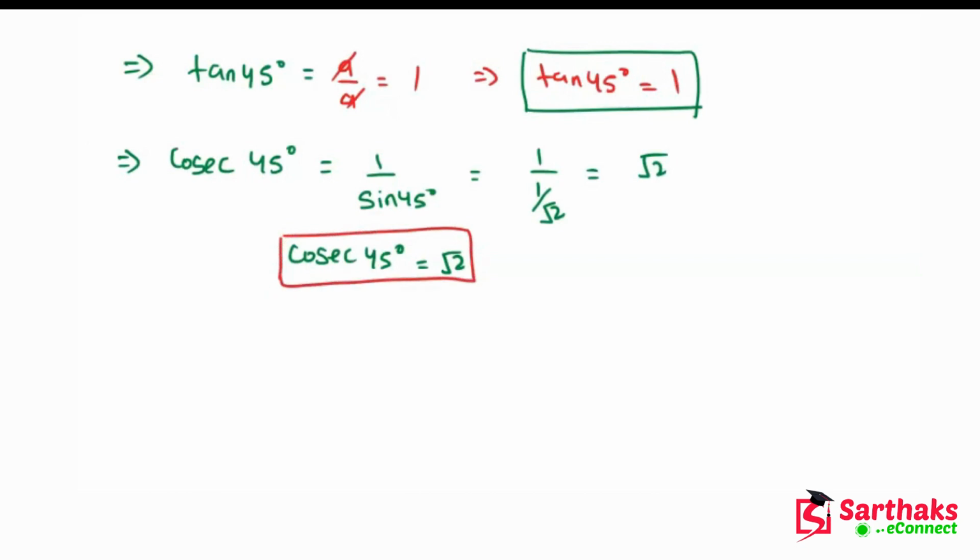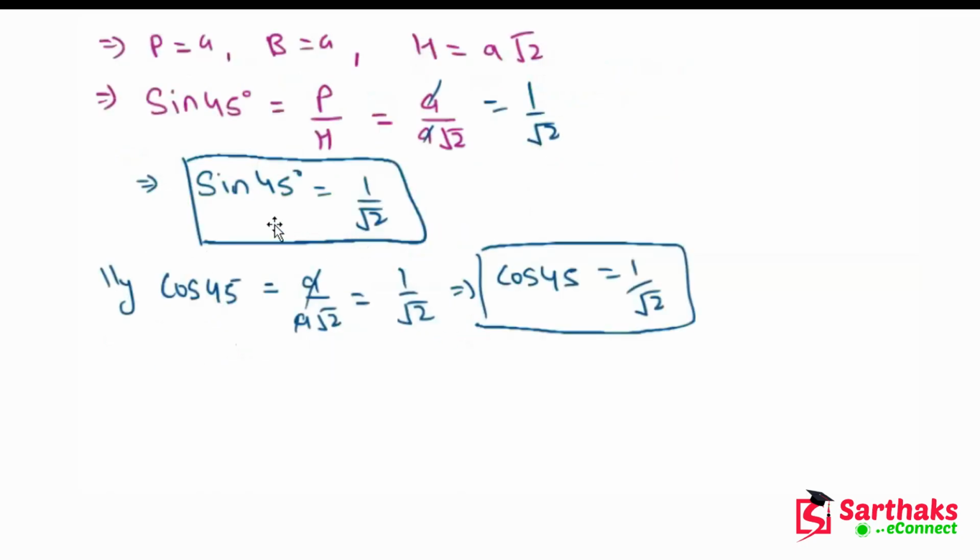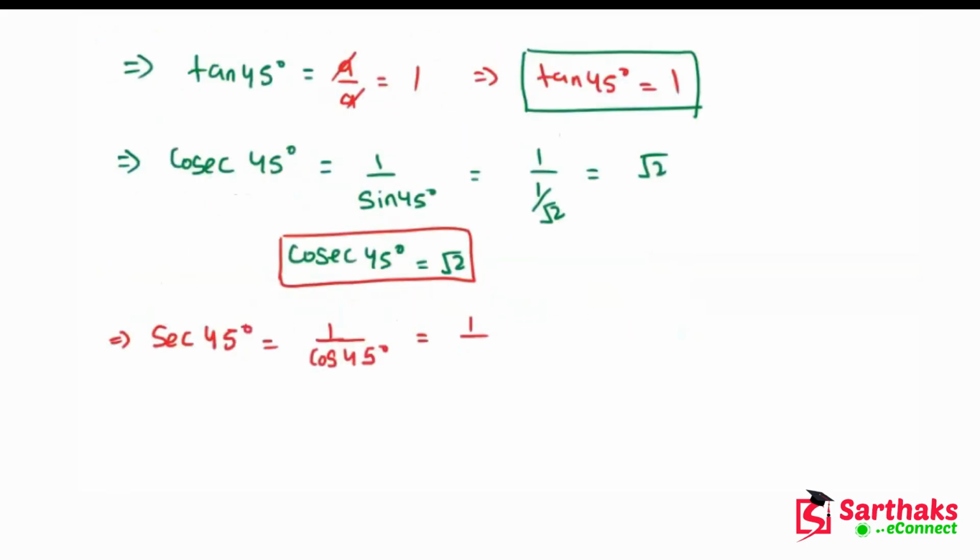Now let's find sec 45 degrees. This is 1 upon cos 45 degrees. Cos 45 is 1 upon root 2, so we can write 1 upon 1 upon root 2. So this will become root 2. I hope you get this point. So sec 45 degrees is root 2. I hope you understand these things.